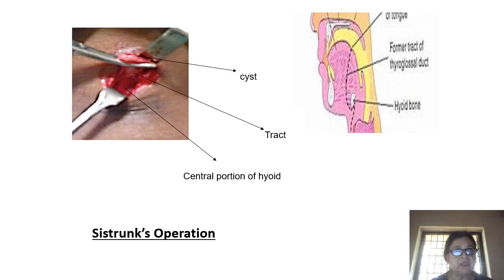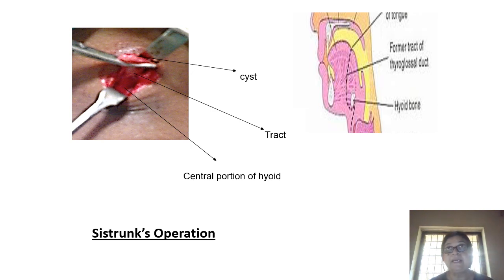Now you can make out the incision has been made, dissection has been done, the cyst is there, it is being held, and then this is the tract nicely dissected and brought up to the hyoid, and this is the central portion of the hyoid you have exposed. You need to expose the central portion of the hyoid and excise it along with the attached fibrous cord and the cyst. This is known as Sistrunk's operation.